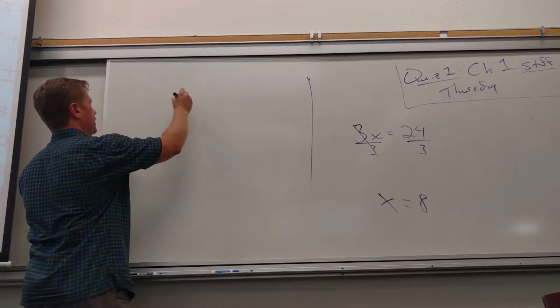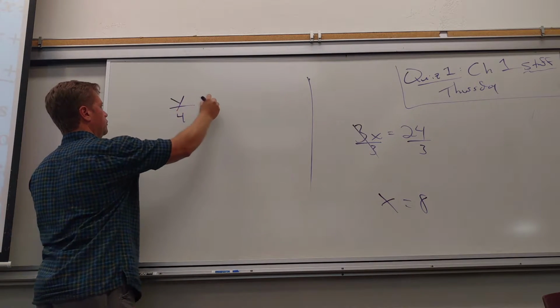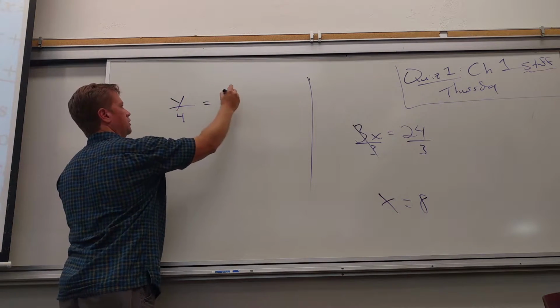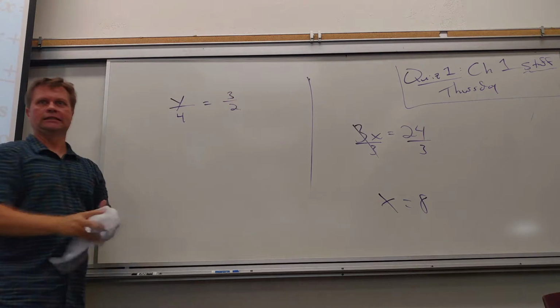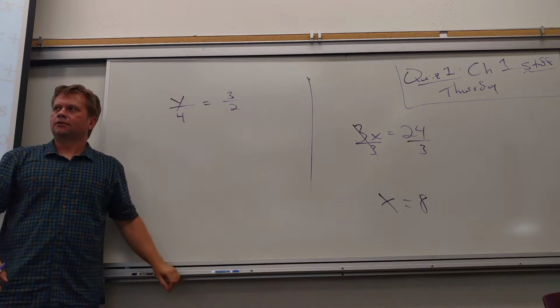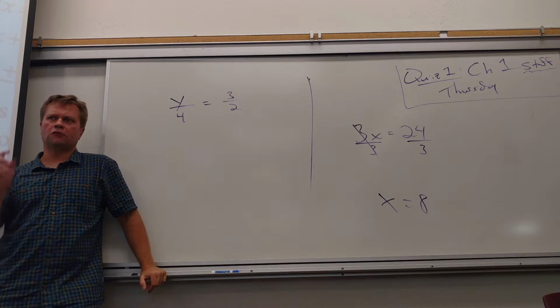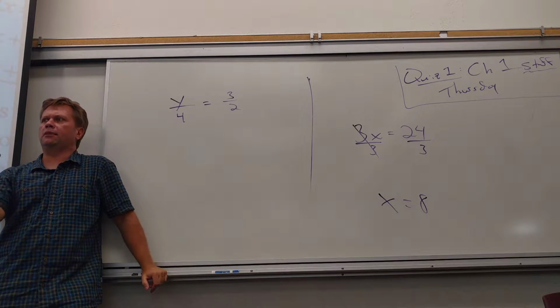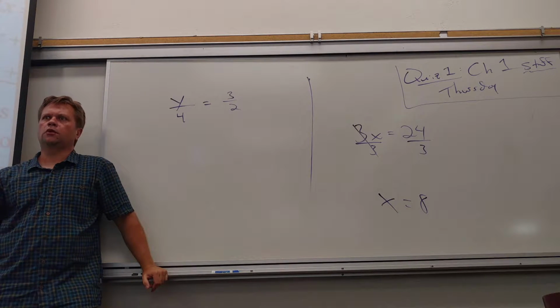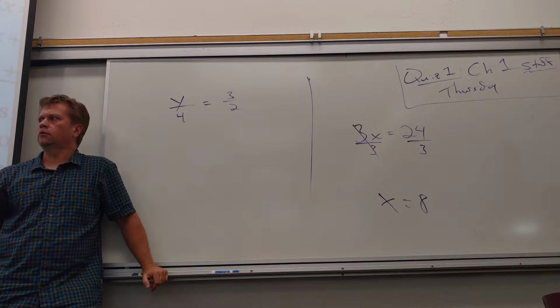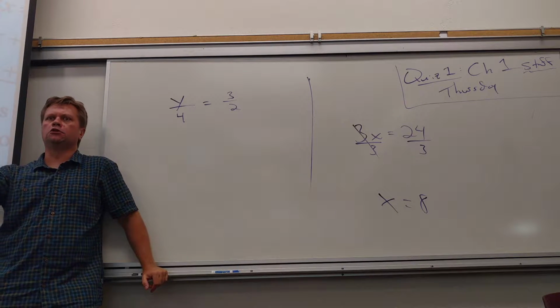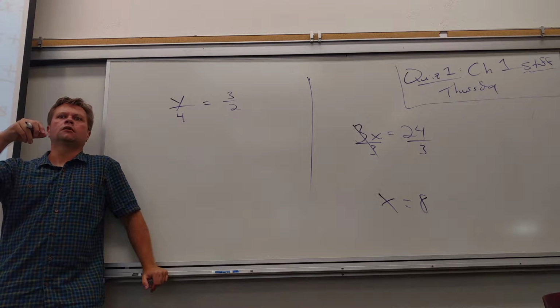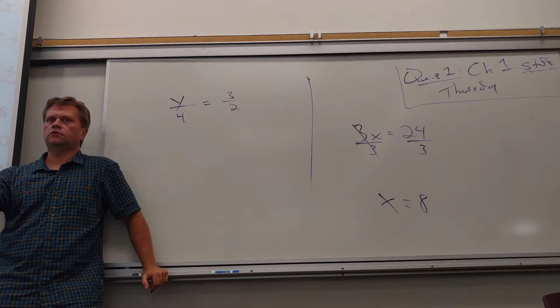So what about this guy? What if I had y over 4 equals, let me make this a little trickier, 3 halves. Don't overthink this. Look at your variable, and why is your variable not by itself? Because what's happening to my variable? It's divided by 4. So how do I undo division by 4? Multiply by 4. Let that be that simple.